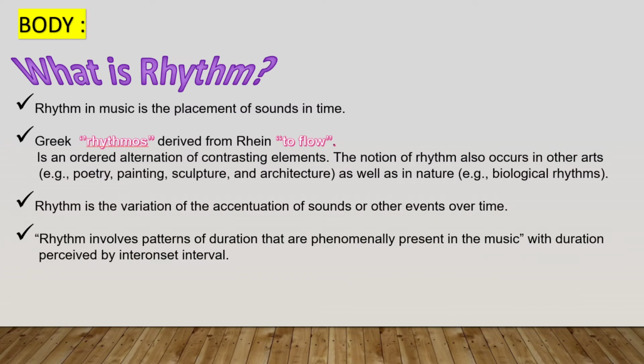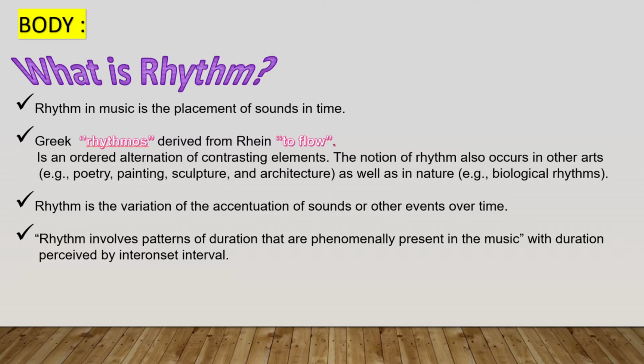Rhythm in music is the placement of sounds in time. It comes from a Greek word rhythmus, derived from rhein, which is to flow. It's an ordered alternation of contrasting elements. The notion of rhythm also occurs in other arts, for example, in poetry, painting, sculpture, and architecture. Rhythm has more to do with our uniquely human perception of time.